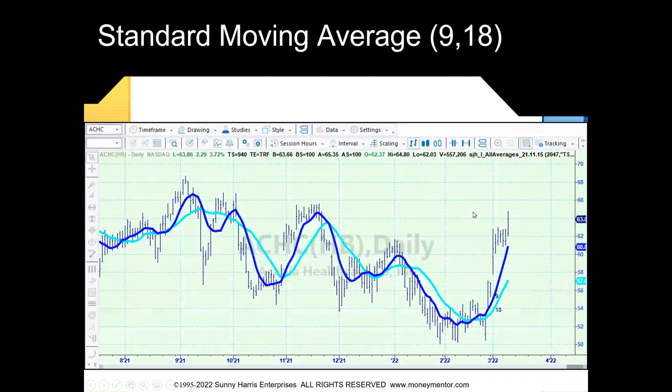Here's a standard moving average. Standard inputs are 9 and 18. This is available on TradeStation or anything else. This is just a standard moving average. The problem, and I'm going to show you that, is it crosses over, and during any sideways movement, it crossed here again, crosses over again. You know, so it's constantly whipsawing.